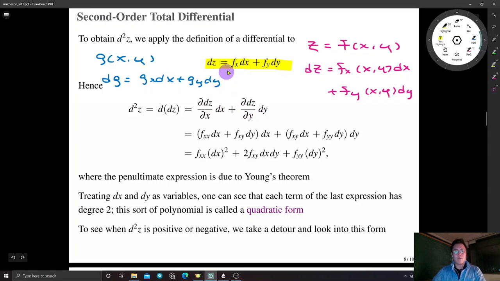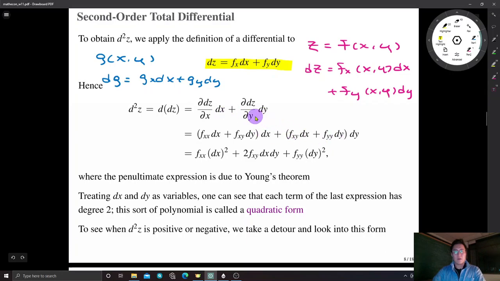Okay, if we take the partial with respect to x one more time, then f sub x becomes f sub xx, and f sub y becomes f sub yx. But by Young's theorem, f sub yx is equal to f sub xy. The order of taking the derivative does not matter. Okay? So we have f sub xy dy, and multiply by dx.